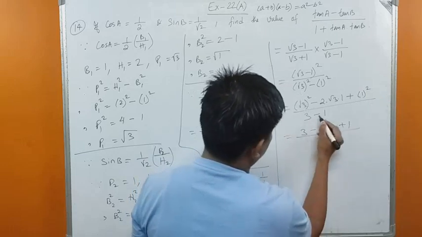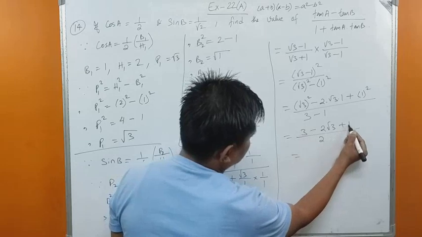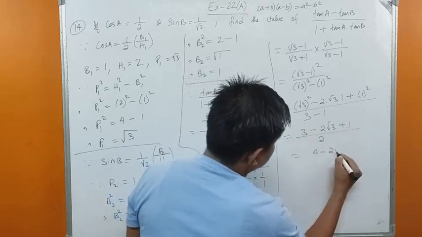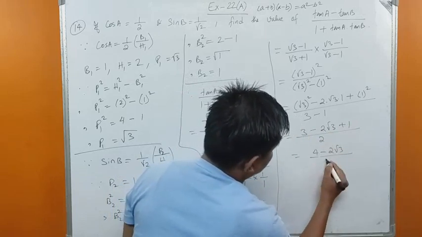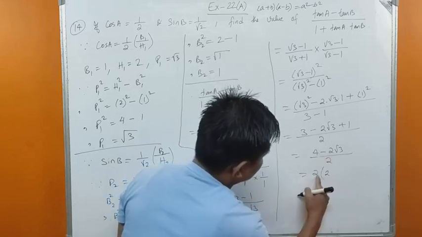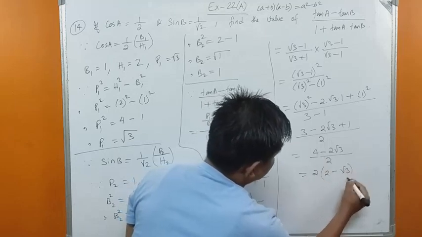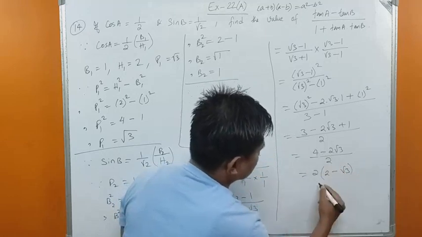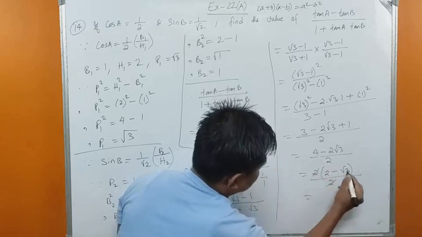So 3 minus 1 is 2, plus 3 plus 1, both are positive. 3 plus 1 is 4 minus 2 root 3, whole upon 2. Now let us take 2 common from the numerator. 2 2s are 4, plus into minus, minus. 2 into root 3, 2 root 3. So from the denominator we have 2, and 2 and 2 cancel. 2 minus root 3 remains, isn't it?